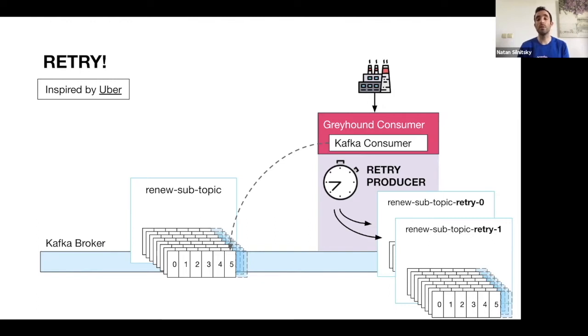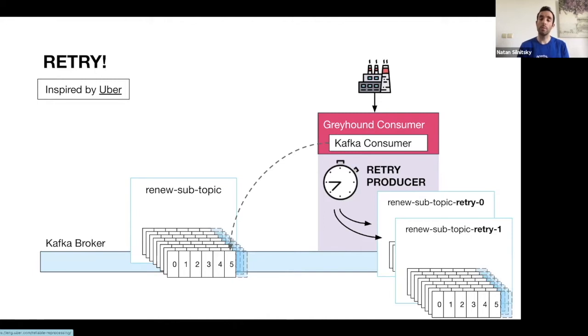So retry 0 will handle the message after 1 second. And if again there's a failure, then the retry 1 topic will have a consumer that consumes it after 10 minutes, according to what we defined in the example before. So this pattern was inspired by Uber. You can check out the link here afterwards to get the full blog post on this retry topics design.